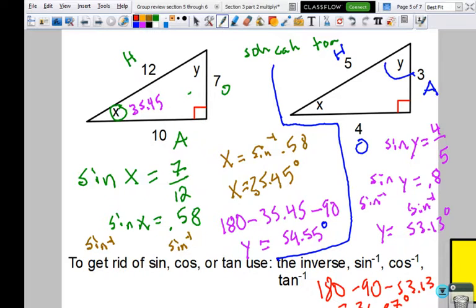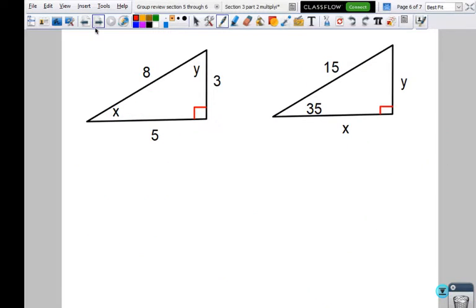Alright. Your guys' turn. I want you guys to just do the first one. Don't do the second. Just do the first one.